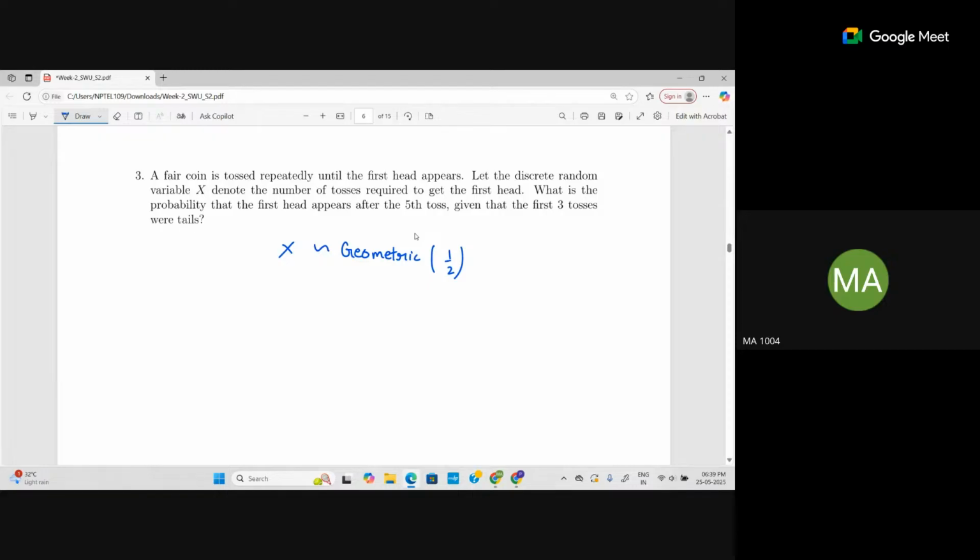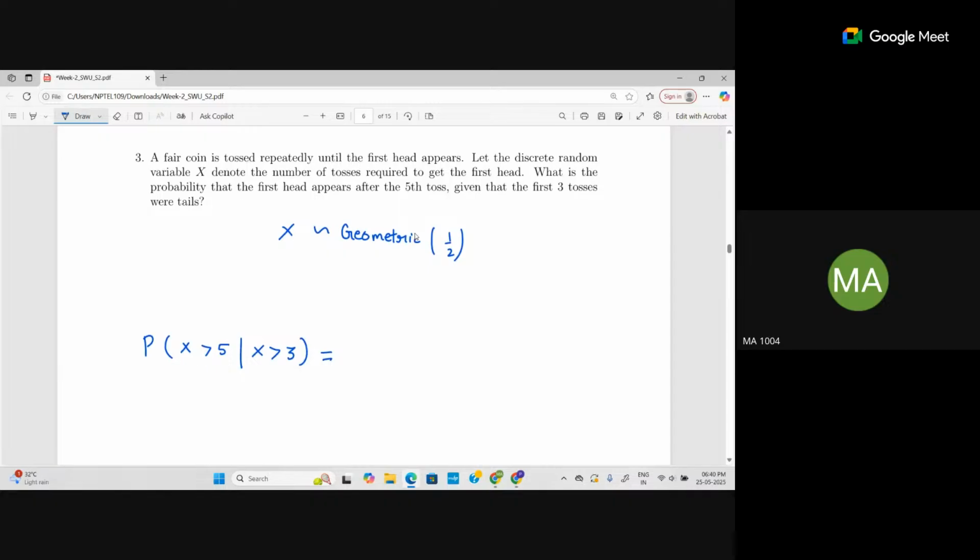Now we have to find the probability that the first head appears after the fifth toss, which means X is greater than 5, given that the first 3 tosses were tails. So the first 3 tosses were tails, which means they are failures. So again the first head means X should be greater than 3, right? Because in the first 3 tosses we have not received the success. So this is something we have to calculate.